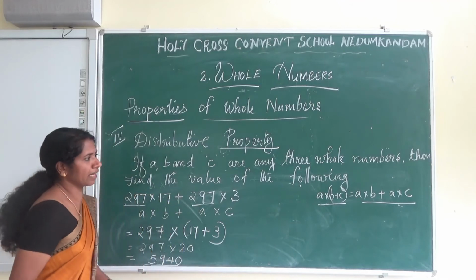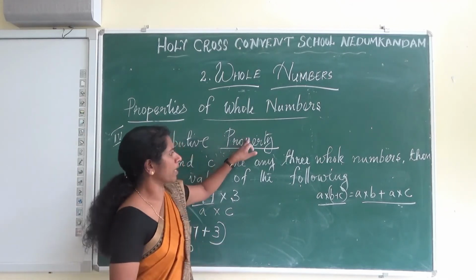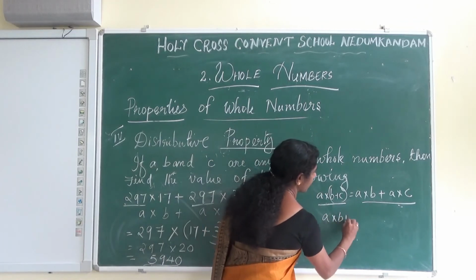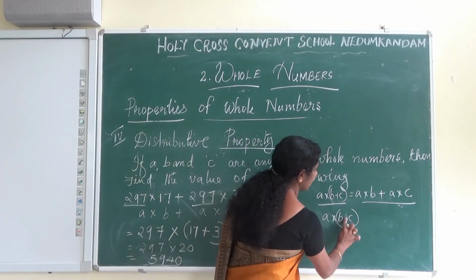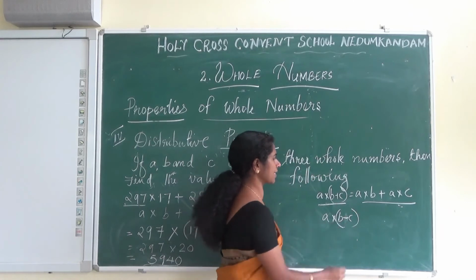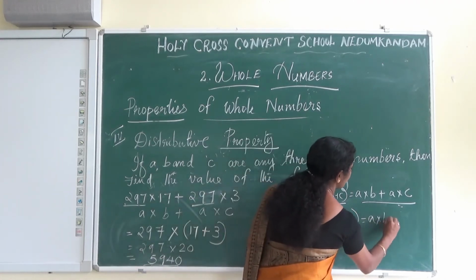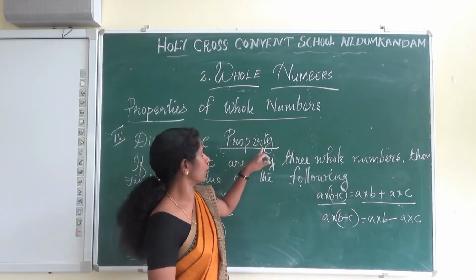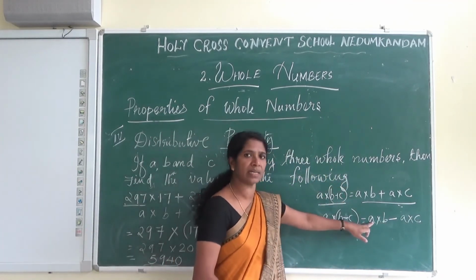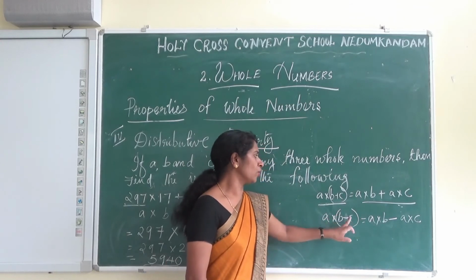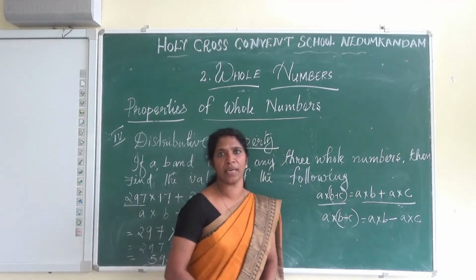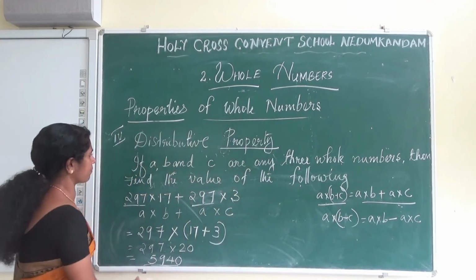One more example we have: the distributive property of multiplication under subtraction. That is A into (B minus C) is equal to A into B minus A into C. This is the distributive property of multiplication under subtraction. A into (B minus C) is equal to A into B minus A into C. One good example we have to look at.